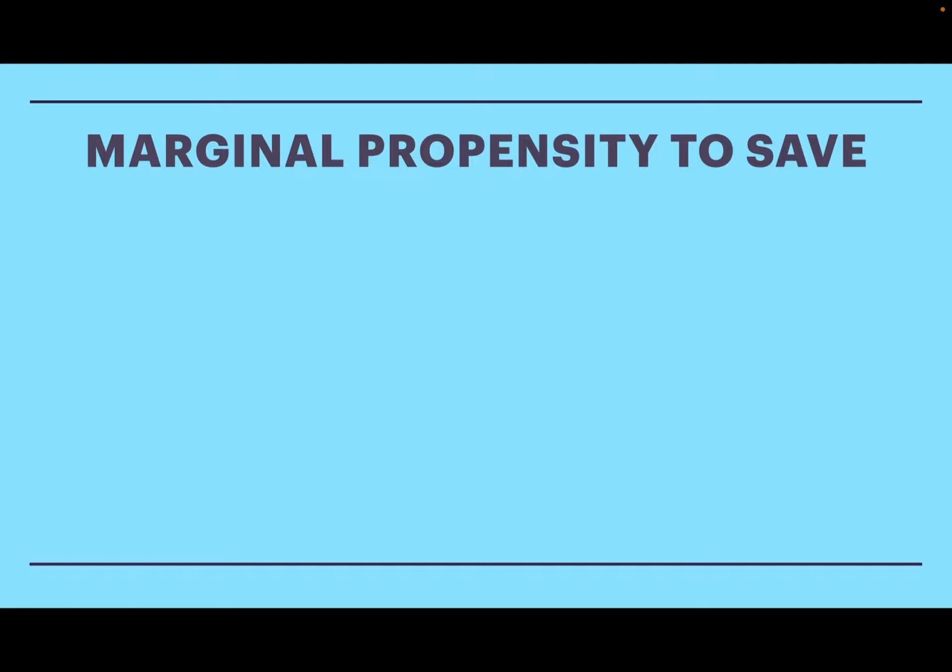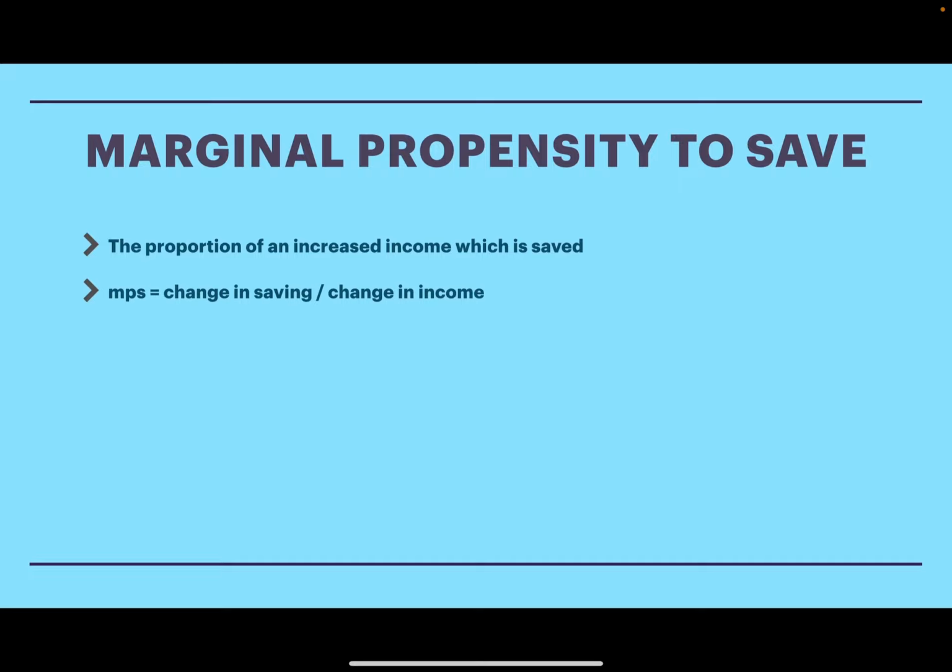Marginal propensity to save is, as you'd perhaps expect, the proportion of extra income that is saved. So if you get an increase in income, how much do you save? So marginal propensity to consume is looking at how much of that increased income you consume. Marginal propensity to save is how much of that increased income do you save. Same formula, except saving instead of consumption. So change in saving over change in income. So if you have an increased income of £20 and you save all £20 of that, that gives you a marginal propensity to save of 1. So that means that you've saved all of your income.